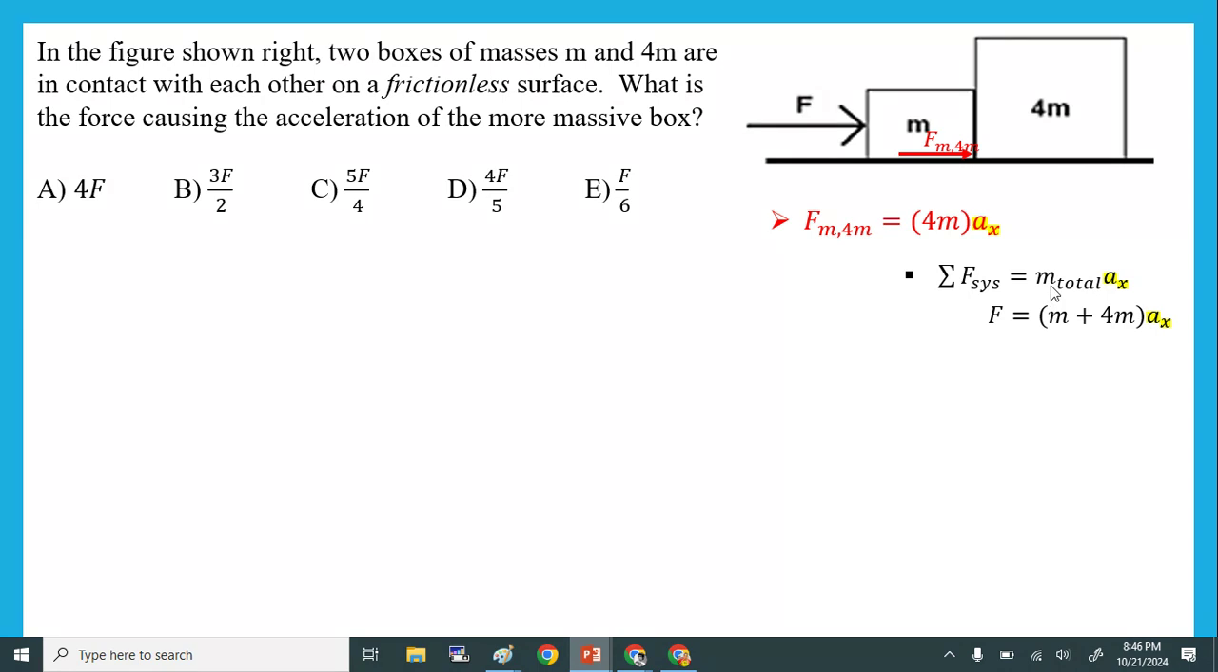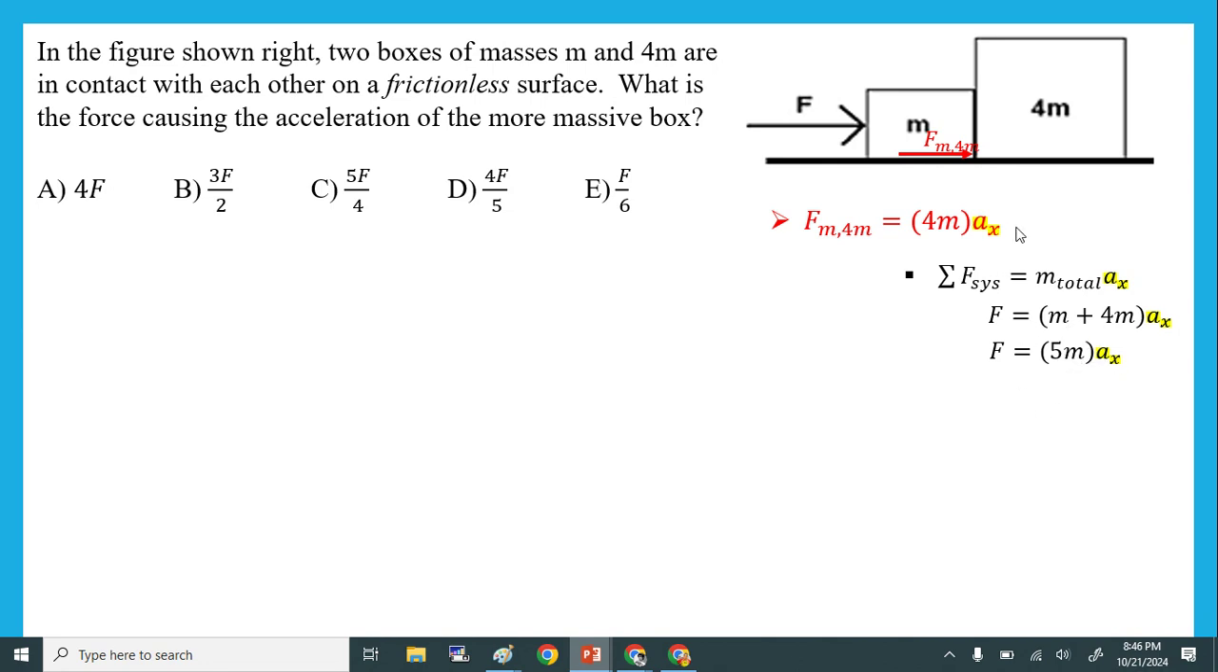Well, how much is that F pushing? It would be pushing the total system, in this case M plus 4M. So instead of total mass, I just replace it with M plus 4M. You notice here I use parentheses when I substitute. That's just to keep my masses all together as one. So therefore, it would just be F equals 5M times AX, since M plus 4M is 5M.